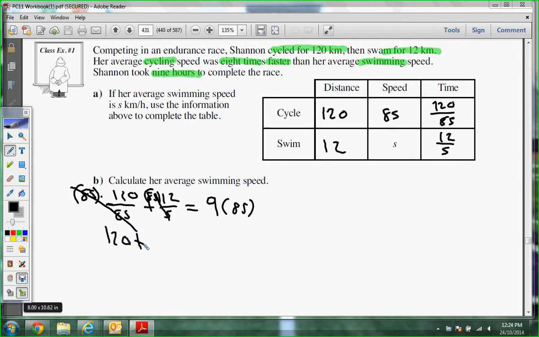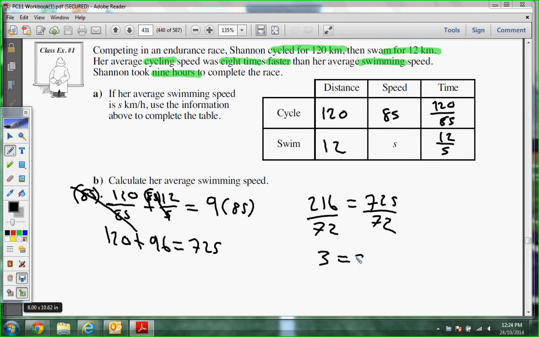120 plus 8 times 12, that's 96, equals 72s. 120 plus 96 is 216, equals 72s. Divide the 72. 3 is s.